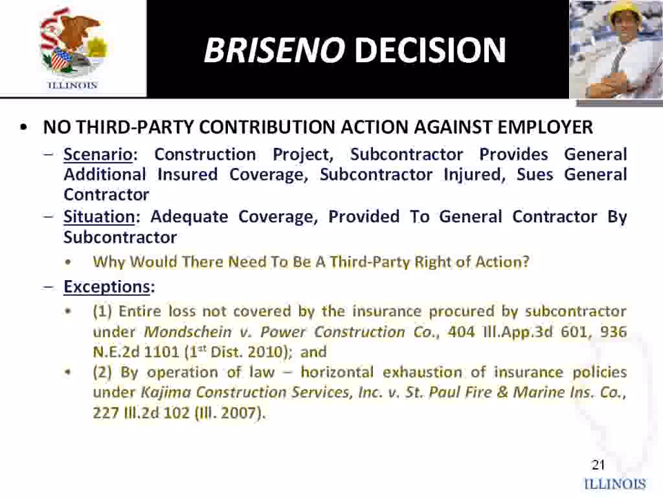And one additional point on Brazino, more often than not, it will operate as an affirmative defense as opposed to an outright dismissal at the inception of the case. And for obvious reasons, you don't always know the value of the case and whether it's going to exceed the policy or not.